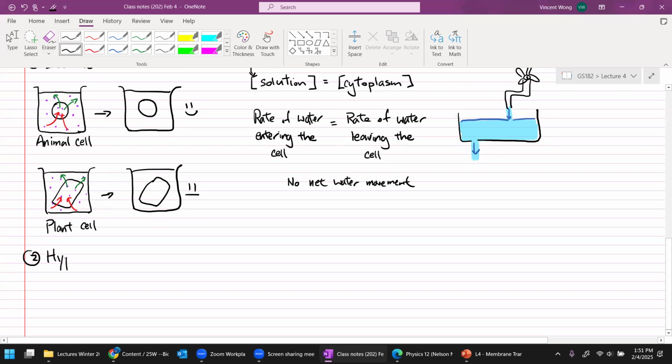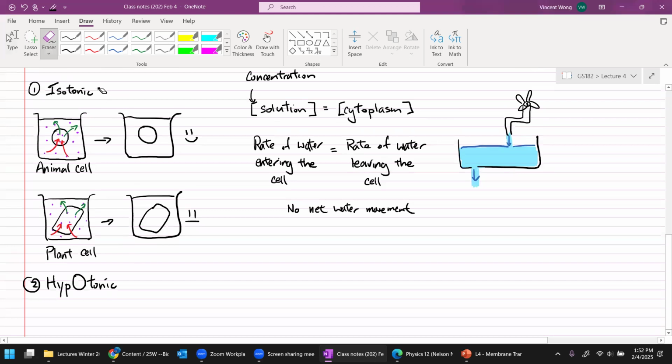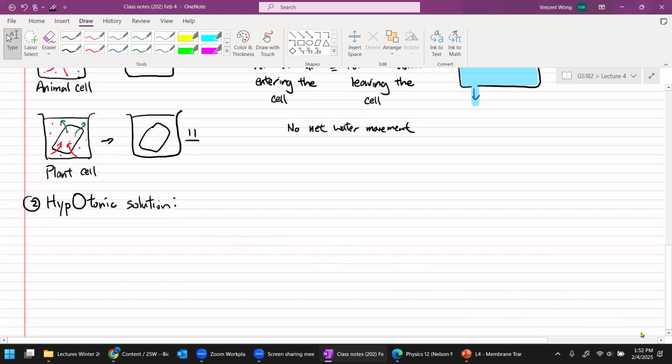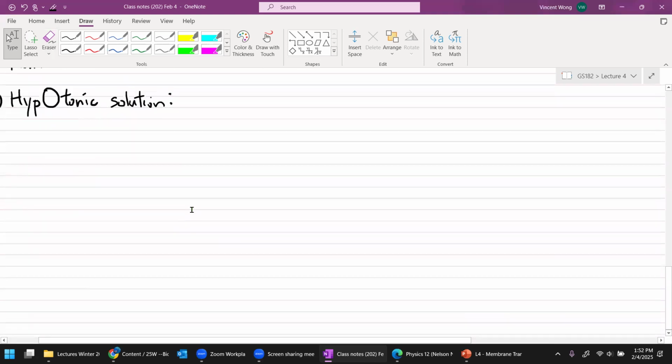Number 2 is called hypotonic, and I want you to write the O really big because it's going to help you remember what's going to happen. I should probably say isotonic solution here, and here is hypotonic solution. For those of you who are not copying this down, make sure you go home and write the notes, because it's going to help you understand what's going on.